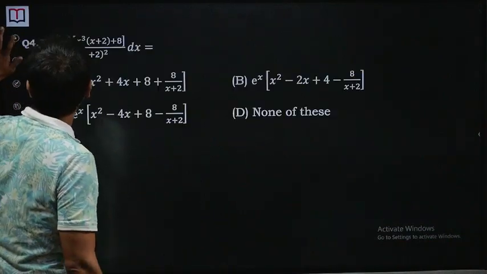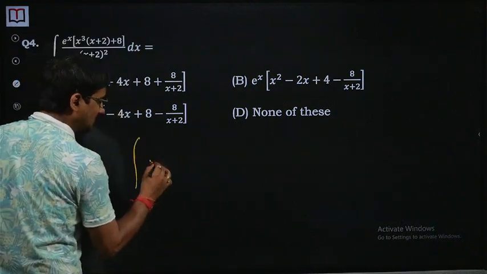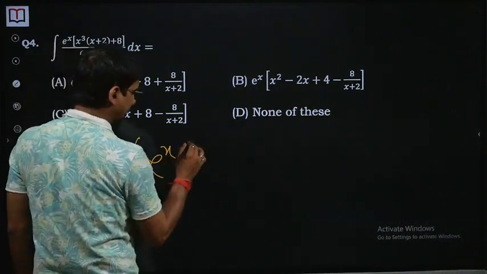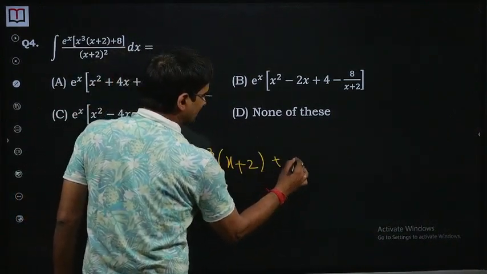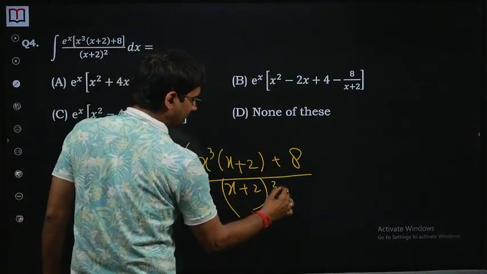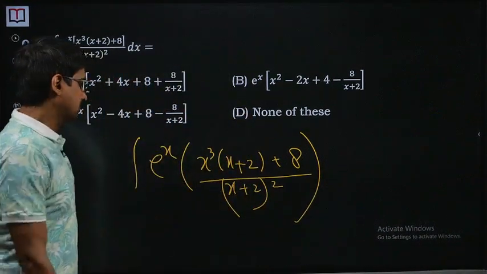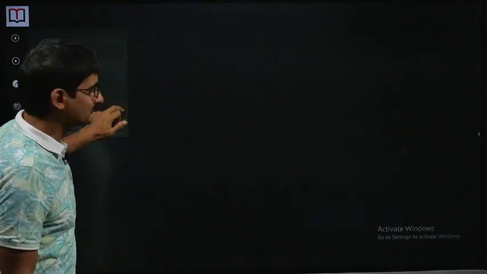So chaliye, moving to the fourth question. The fourth question is e raised to the power x times x cube into x plus 2 plus 8 upon x plus 2 whole square. Okay. Right, see, I tried it. I got this question and I tried it.